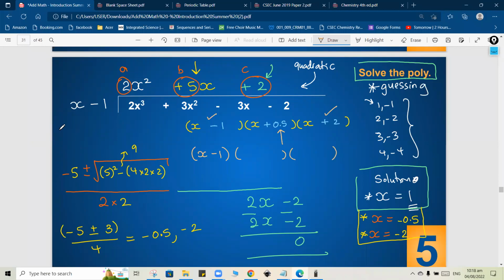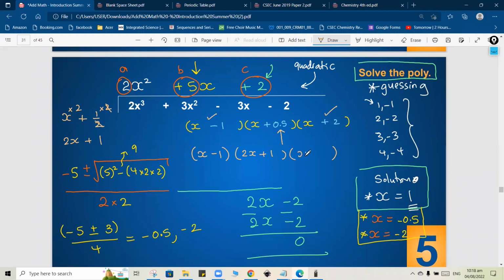You see how this is x plus 0.5? This is really a half. What you do is multiply everything by 2 because the denominator is 2. So 2 times x is 2x, and a half times 2, the 2's cancel out to give you 1. And they would prefer to put 2x plus 1. 2x plus 1 is the same thing as x plus 0.5.